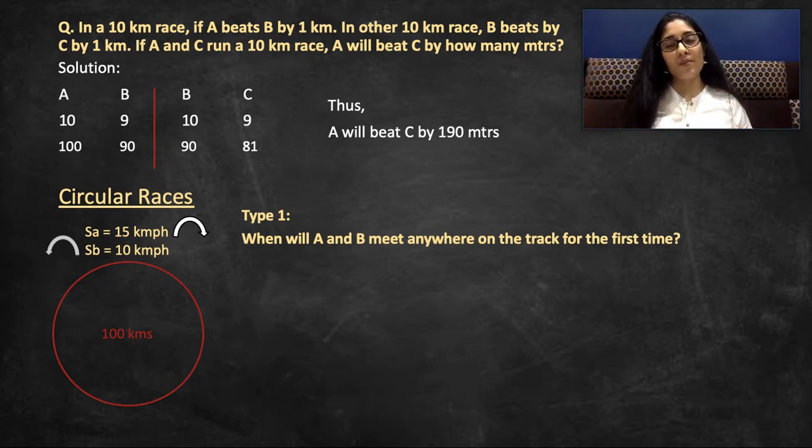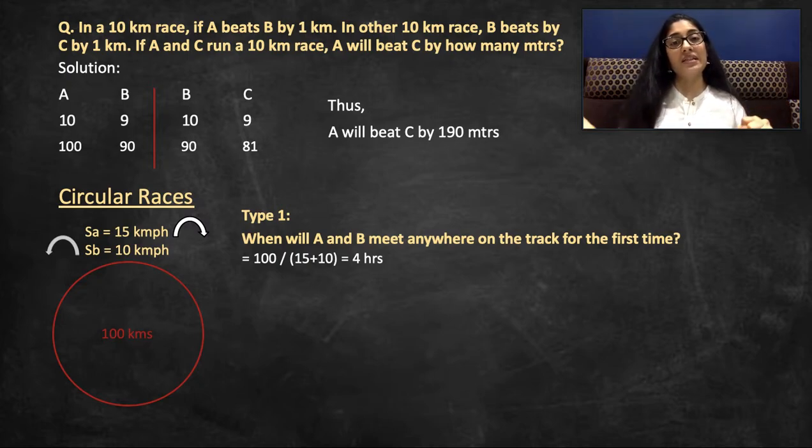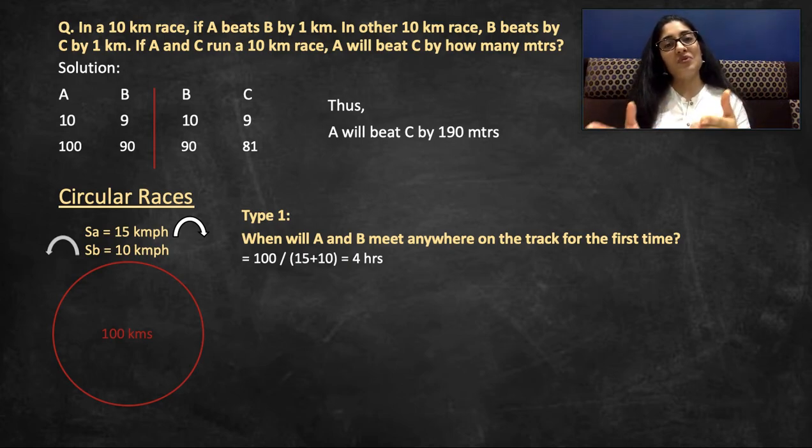So in the same way I'm going to calculate my total distance as 100. Speed applied is 15 plus 10, so time taken is 4 hours. Let's say they would be moving in the same direction, then your speed would have been 15 minus 10.